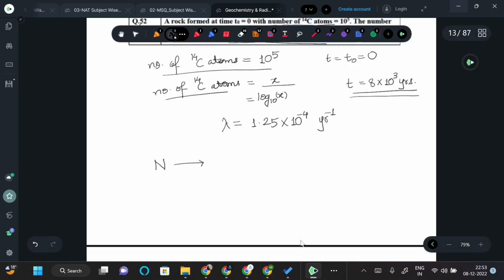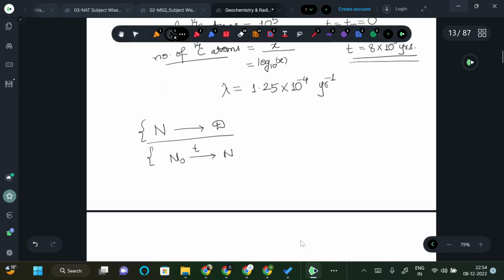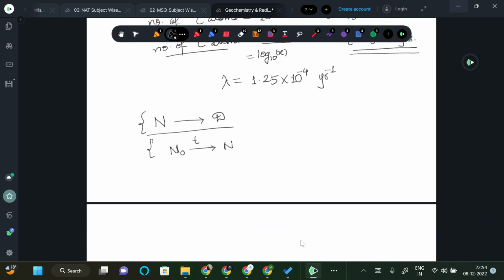Let's call it N. Now it is getting decayed, forming a daughter. We can also write it as, earlier it was N naught, now it has become N with time. After time t it has become N, right? We can write it in different forms. So what do you reckon from here?